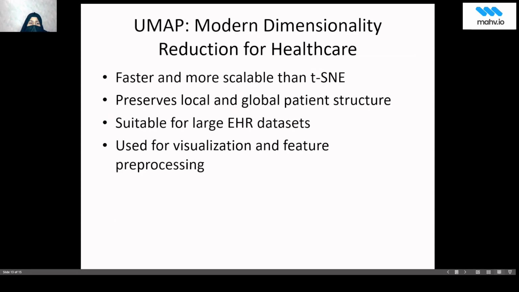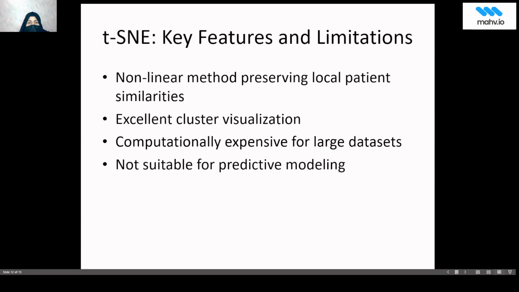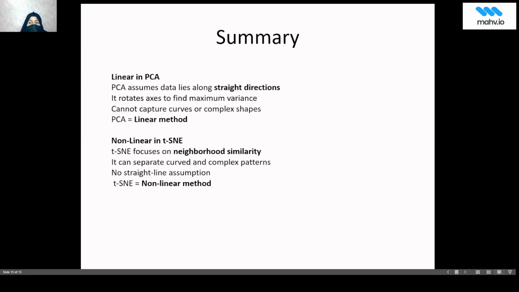So these are all the concepts about dimension reduction that we have covered in this lecture. What is dimension reduction? Its purpose is to preserve the important features while compressing the useless features. And these are the techniques: PCA is a linear method, t-SNE is a non-linear method, and UMAP is a modern method that has properties of both PCA and t-SNE.